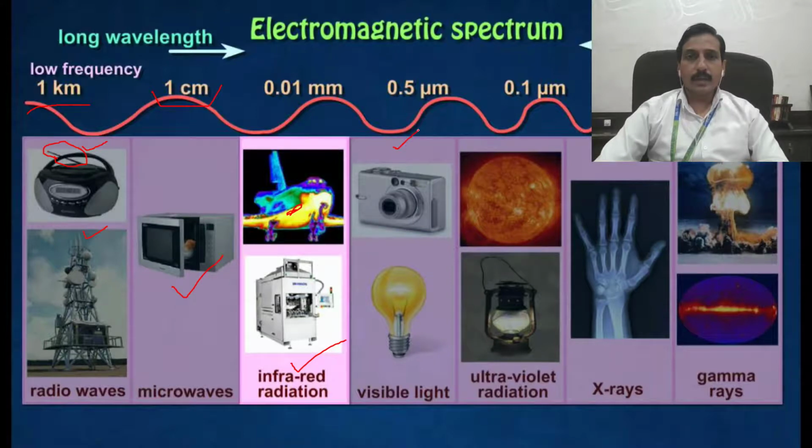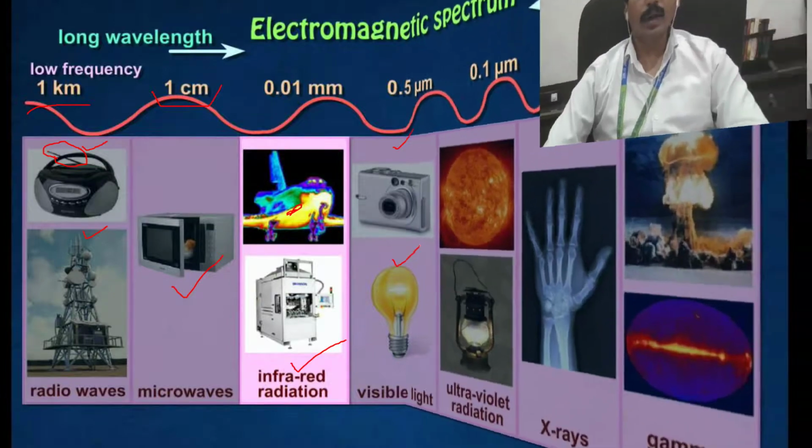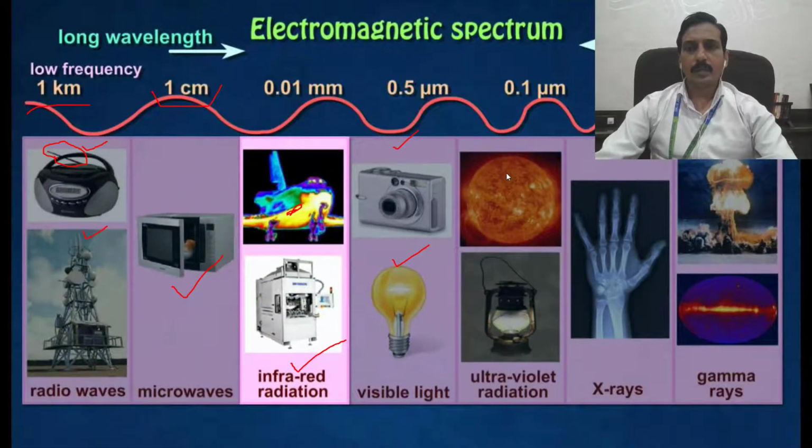Visible light comes under this 0.5 micrometers, using the camera or visible light through the bulb. The next range is 0.1 micrometer. So the radiation coming from the sun, or the light coming from such kinds of light sources, comes under this 0.1 micrometer.